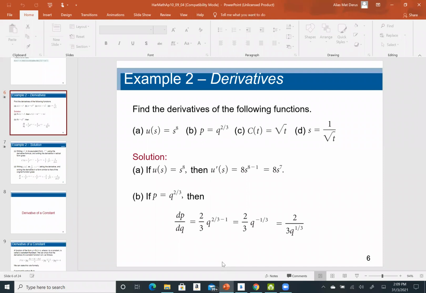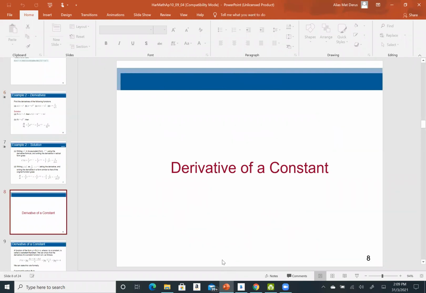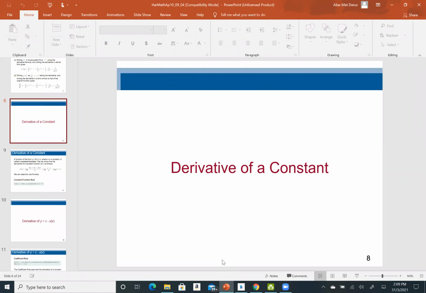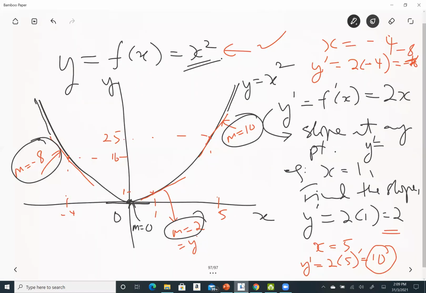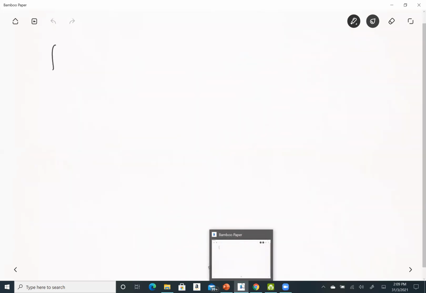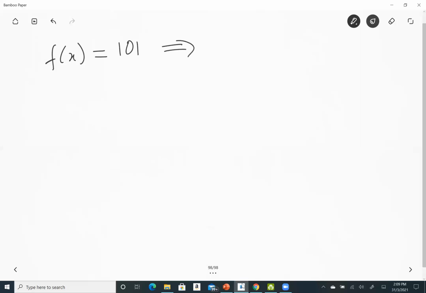The next rule would be the constant rule. Now, constant rule is very simple. You have a function y, which is just equal to c, and c is the constant, right? So example, y equal to f of x, I use f of x now, f is equal to say 101. That's a constant. Now, what is the f prime of x or y prime?